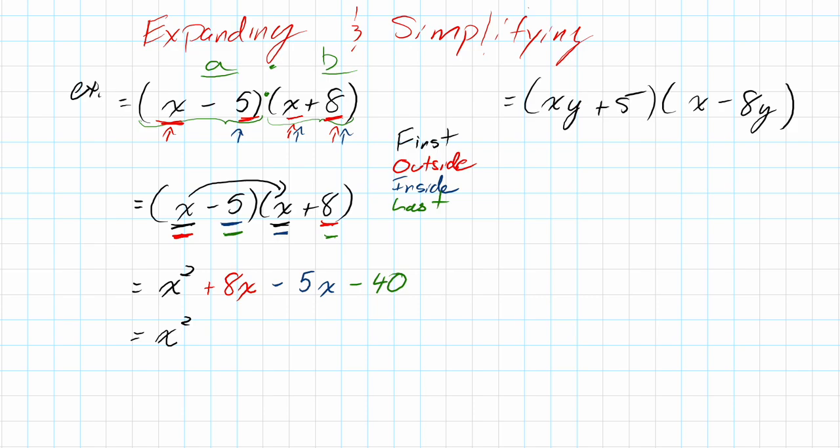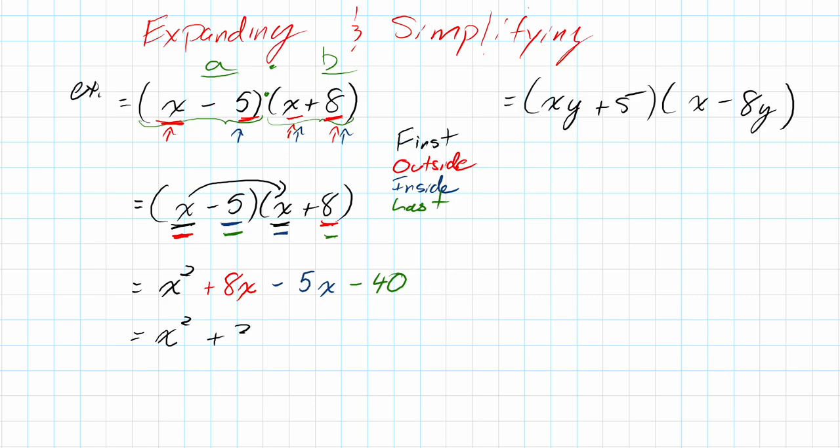The other set, though, we have positive 8x and -5x. Both of those variables are to the power of 1, so those are actually like terms. So we can combine them. We just take a look at the two coefficients, which are 8 and -5. That will give us positive 3.